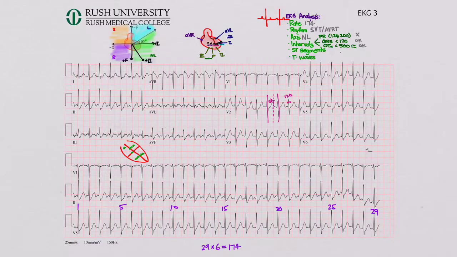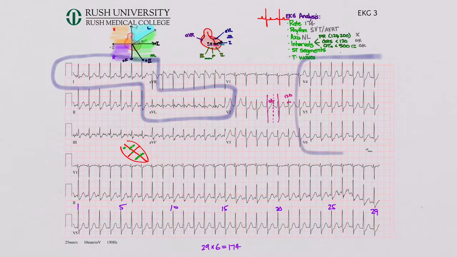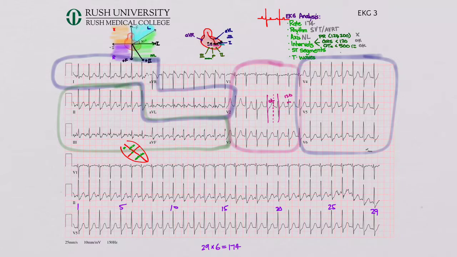So then next, let's look at our ST segments and our T waves, and again we'll do them in our order. So let's look at our lateral leads first. I'm going to circle those. And then our inferior leads we can look at too. And finally, the anteroseptal type leads.